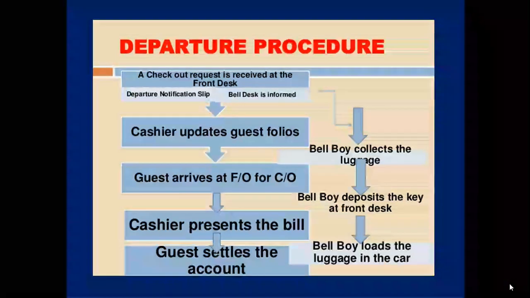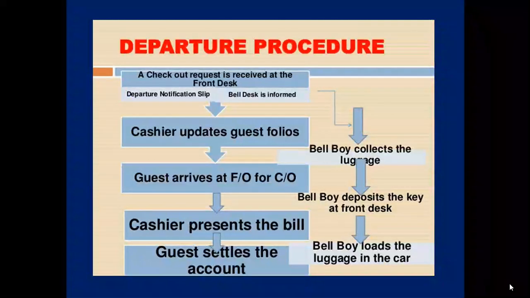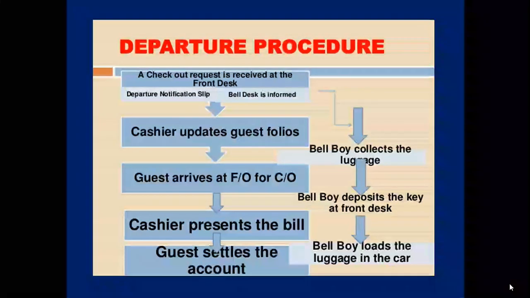Next step, you can see guest arrives at front office for checkout. As soon as the front office department receives all the credit charges of the guest in their respective folios, which will be tallied, re-verified and reviewed by the cashier, and they update into the guest folio, then it will be a very convenient and easy step to close the account of a particular guest, and they can easily settle the account of the guest.